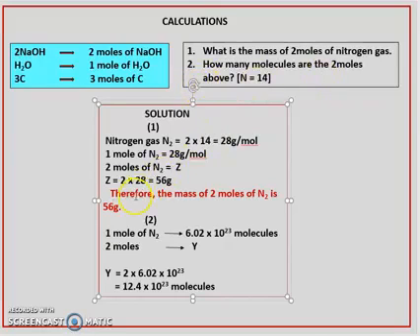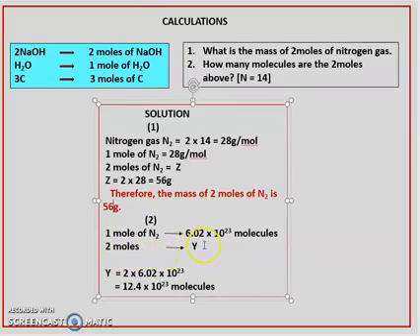Now that we know that 56 grams is the mass of the 2 moles, how many molecules are in those 56 grams? So what you do is, first of all, you know that 1 mole of nitrogen gas, as well as 1 mole of any other substance, contains 6.02 times 10 raised to the power 23 particles of that substance. That means 2 moles now will contain how many molecules?